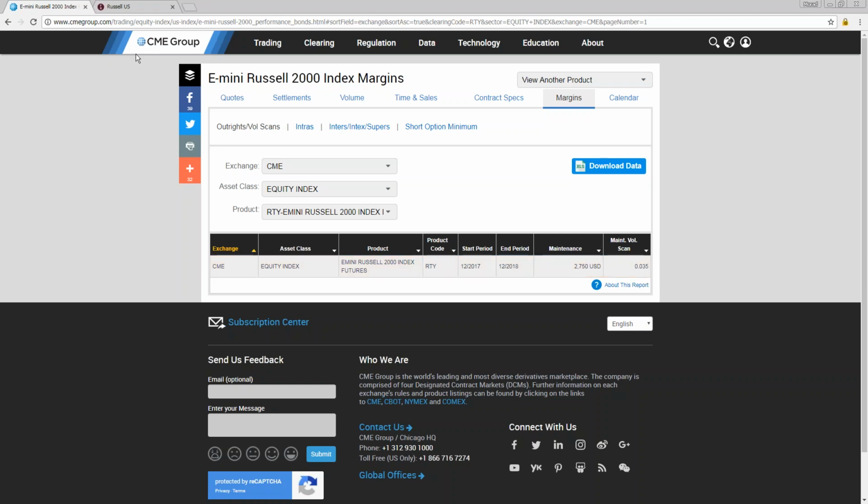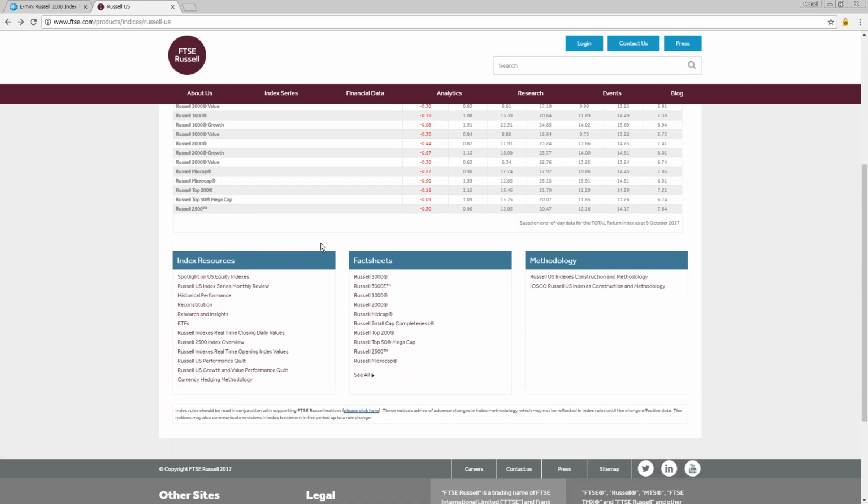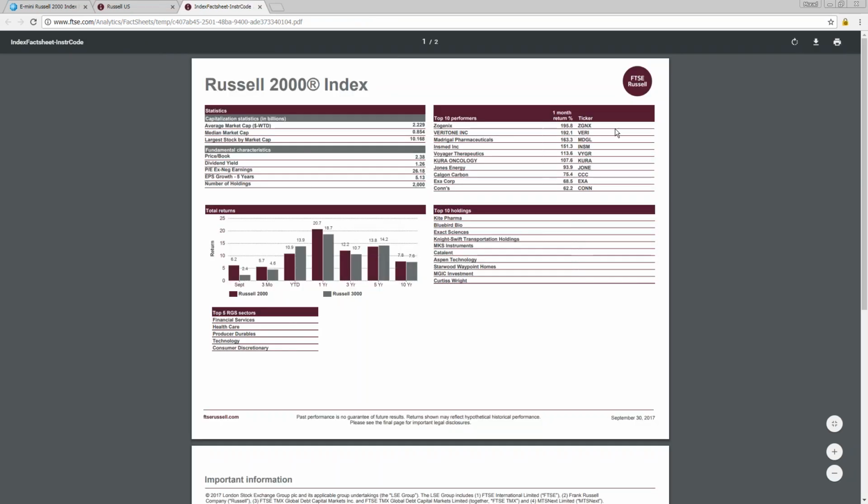To answer the question of what is the Russell contract, you got to go to that contract's parent company. Okay, so the parent company is FTSE, and you can go into FTSE.com, search for the Russell 2000, and you'll come to this page. Here's your fact sheet for the Russell. Very important. Most everyone does not bother to look at this. It's very important to know which sectors are controlling this product, right?